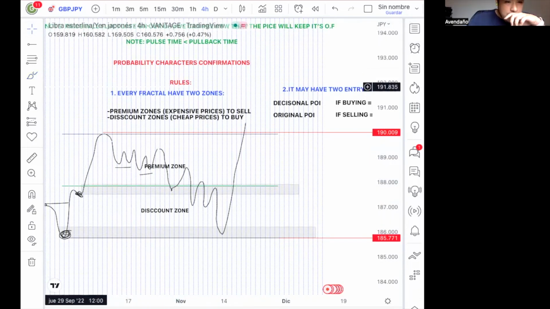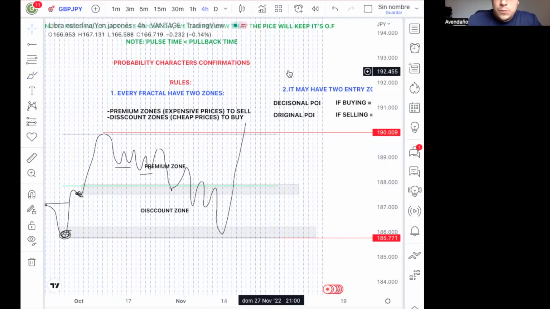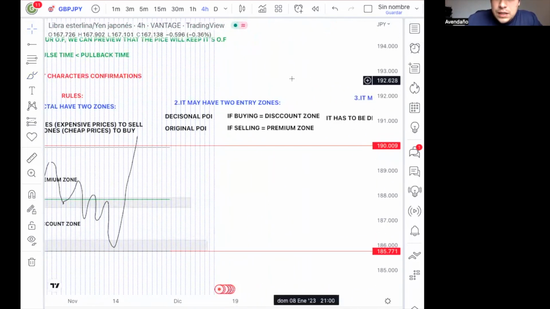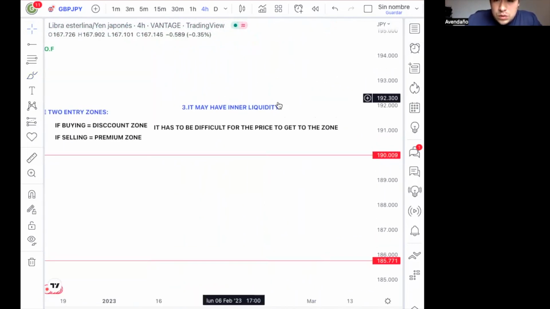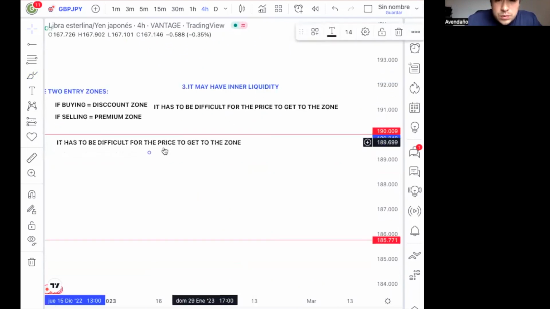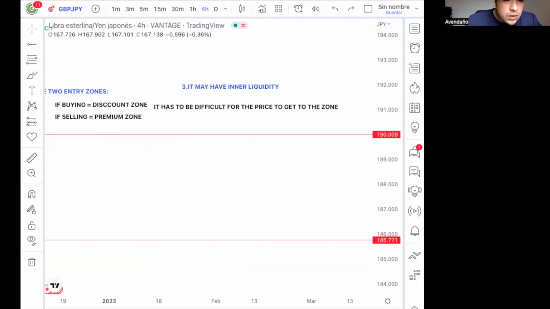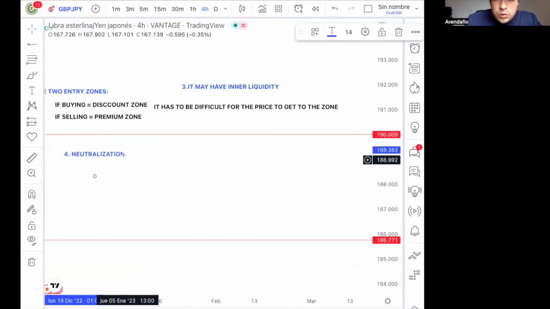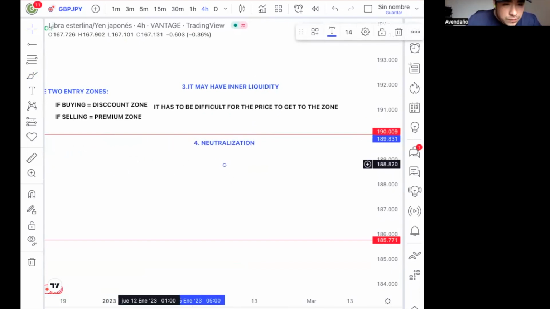Perfect. And now we have a last rule, and it's that we will need to identify something that we call neutralization. Let's put it here. Sorry, let me get it. So we will need to identify the neutralization.